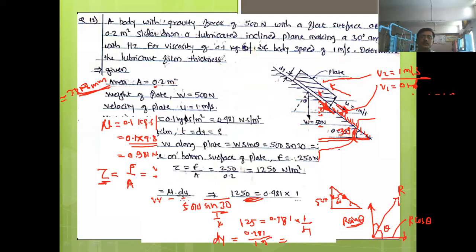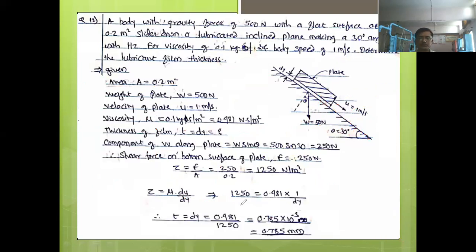(7.848 × 10^-3). Correct. So Mayur has got the correct answer here. The value of thickness has come 0.785 mm. Here, is there any mistake?